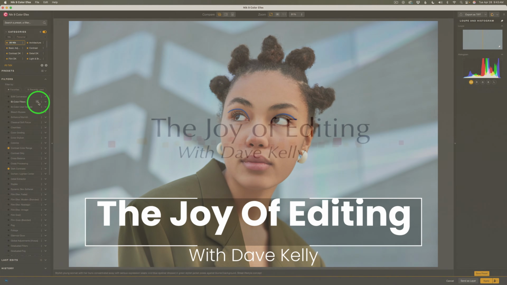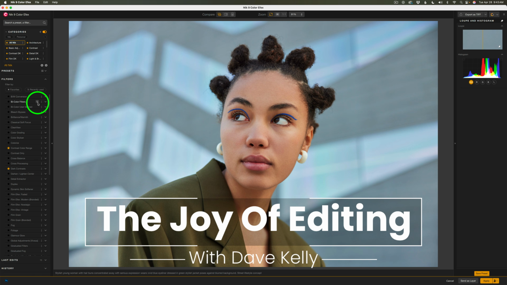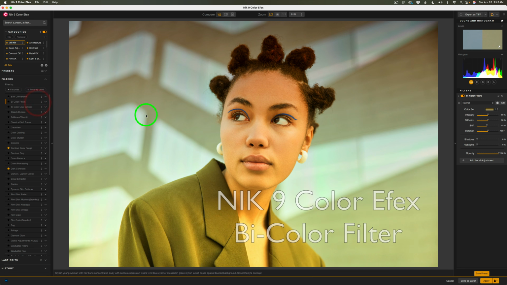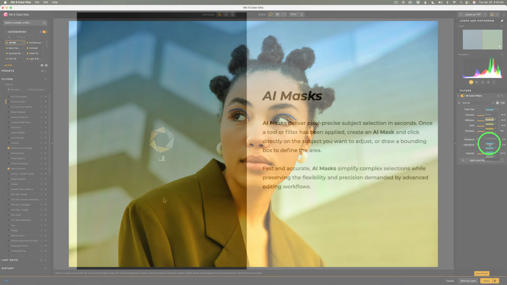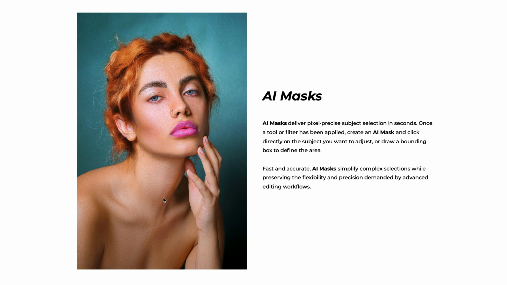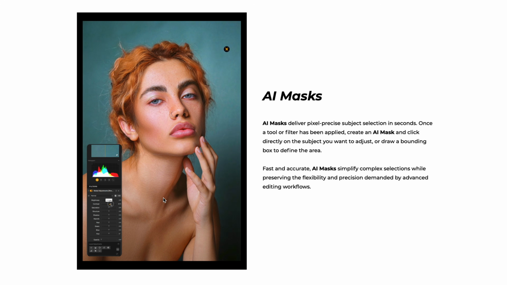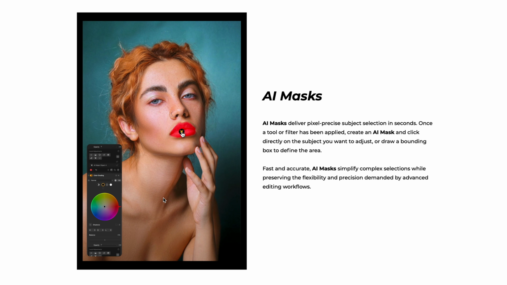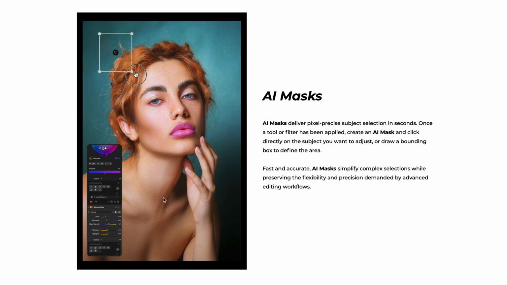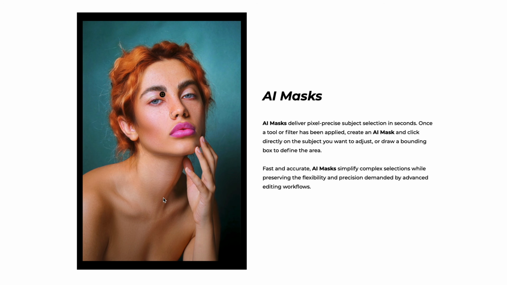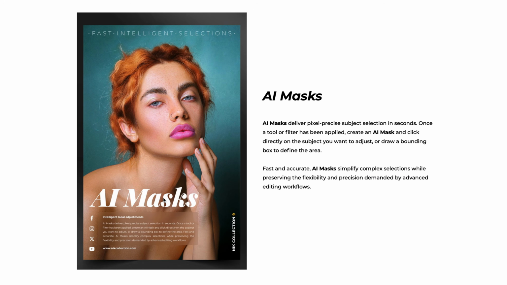Hello everyone and welcome to the Joy of Editing with Dave Kelly, and today it's the bi-color filter. Today we'll be looking at it in Nik 9 Color Efex. It's got some great new features like some new AI masking and blend modes, so we'll be getting into all of that in this video. I have 3 different examples for you. This is a really good filter. If you haven't used it after this video, I think you may want to give it a try.